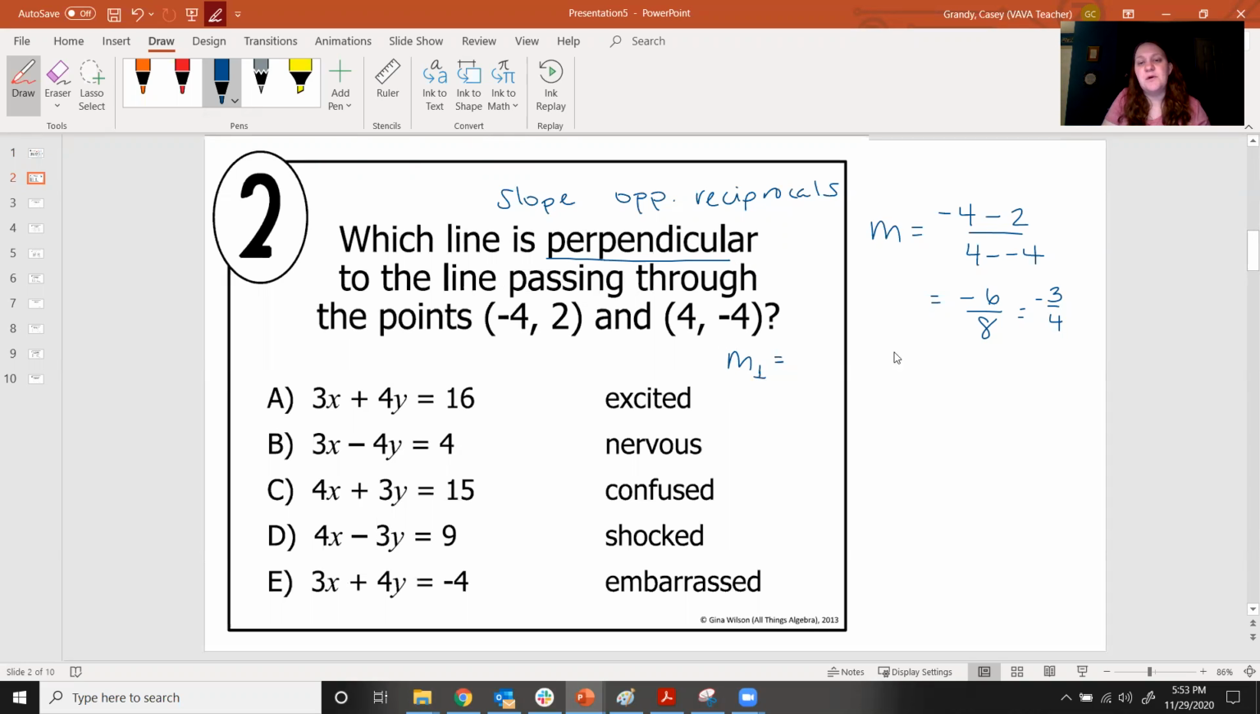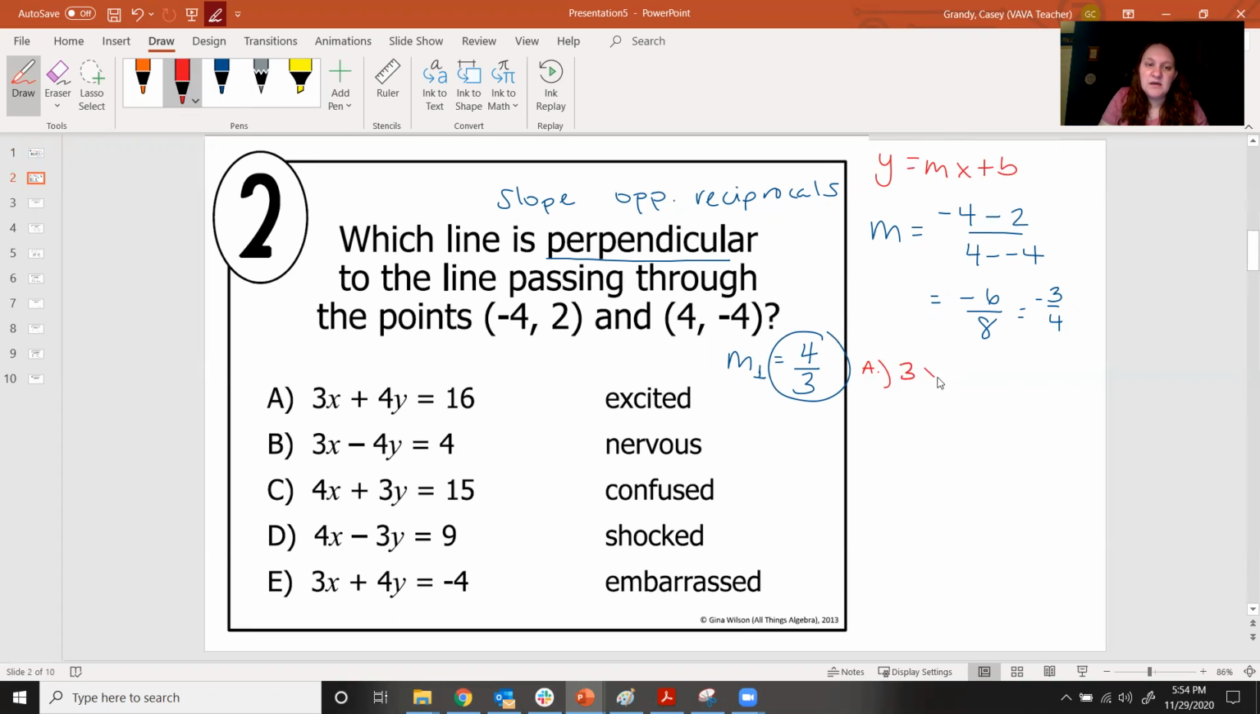the opposite reciprocal. Opposite meaning opposite sign. So this is negative, which means my opposite reciprocal will be positive. And then the reciprocal part says take whatever's in the denominator and the numerator and switch them. So I'm looking for a line that has a slope of 4/3. So none of my equations are in slope-intercept form. So we're going to have to take each one and put it into slope-intercept form. Remember that y equals mx plus b.